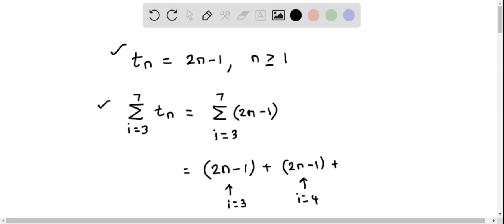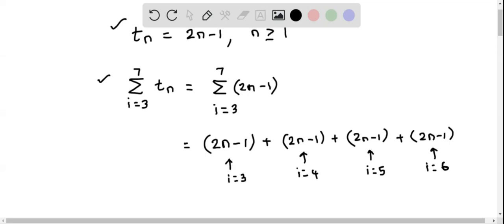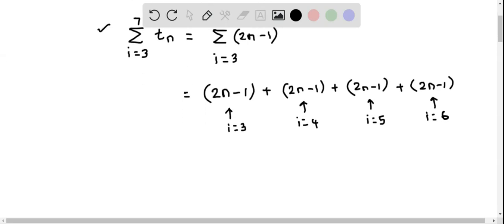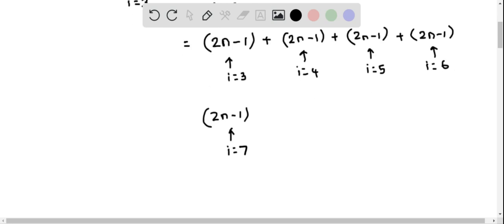And likewise, we have to write it down 3 more times. That is, we write down this 2n minus 1 when i equals 5, and 2n minus 1 when i equals 6. And finally, when i becomes 7, we write down this expression one more time. That is 2n minus 1, and this is for i equals 7. So we just have to add these expressions.